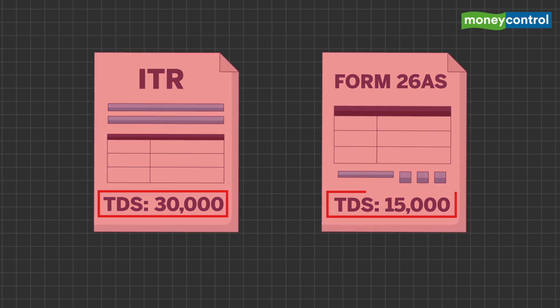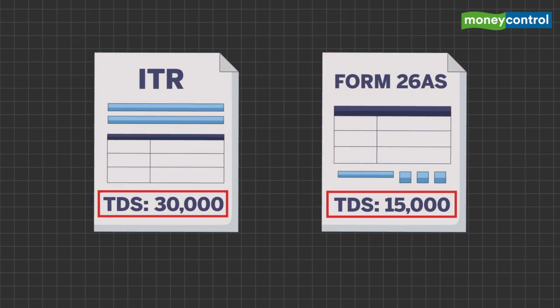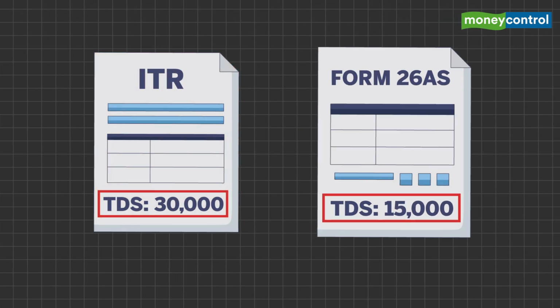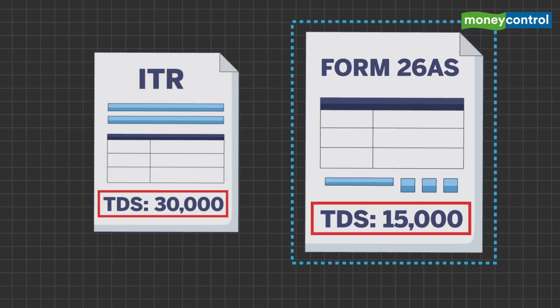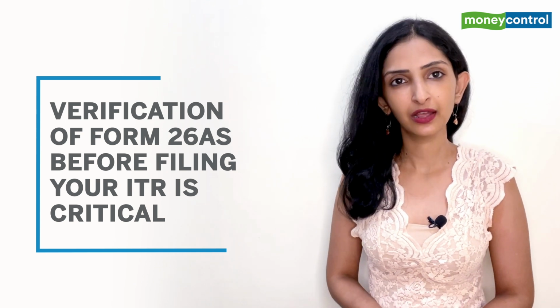If there's a mismatch in the amount of TDS claimed in the income tax return and the amount of TDS reflecting in Form 26AS, the assessing officer will provide credit only for that amount which appears in Form 26AS. That's why it's critical to verify Form 26AS before filing your ITR.